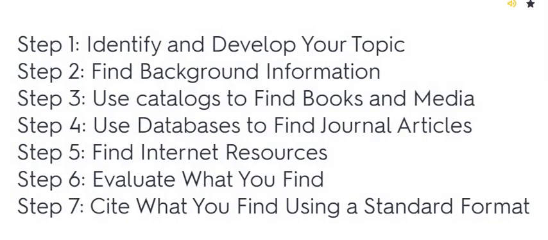Step 1. Identify and develop your topic. Step 2. Find background information. Step 3. Use catalogs to find books and media. Step 4. Use databases to find journal articles. Step 5. Find internet resources. Step 6. Evaluate what you find. Step 7. Cite what you find using a standard format.